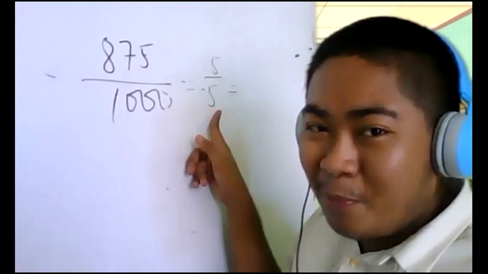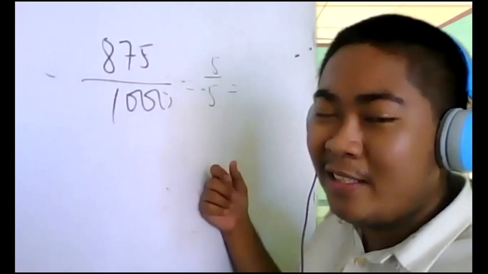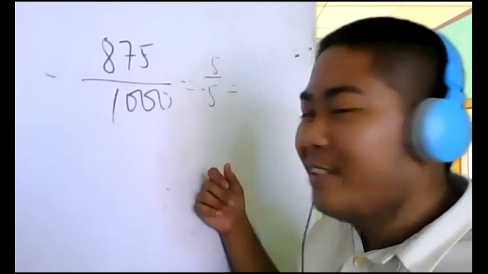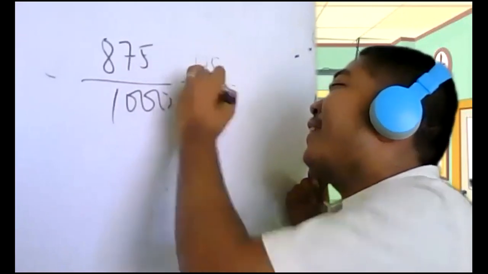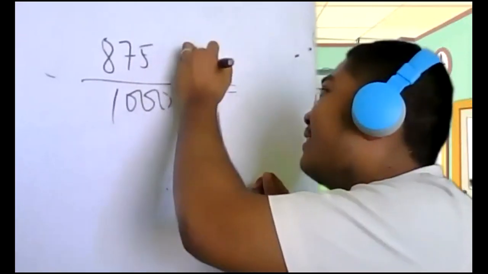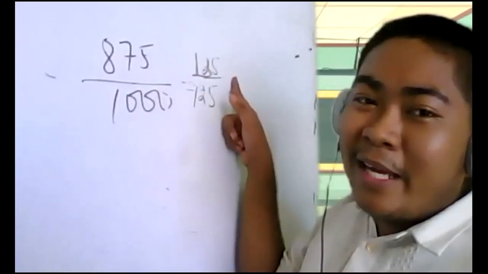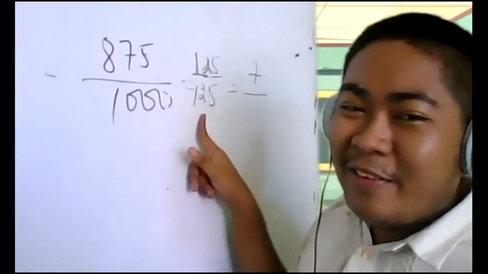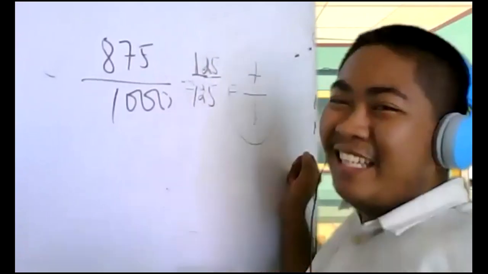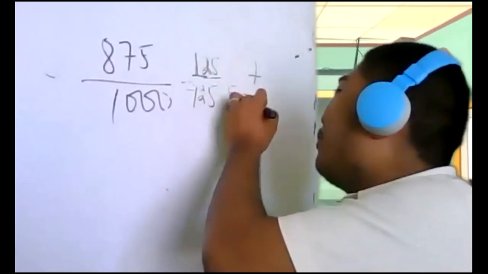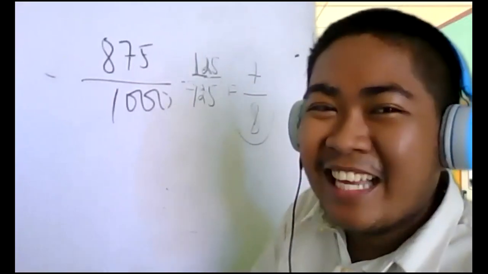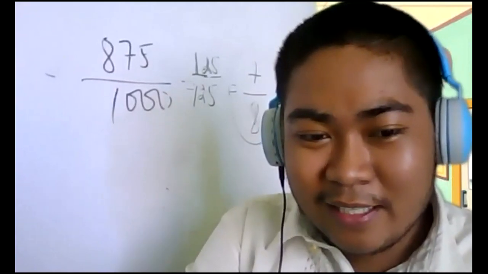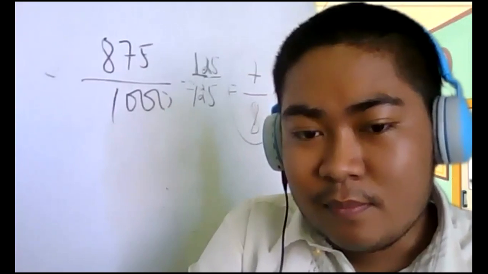How about pag 1,000 na yan? Paano ka nalang mag-simplify? I don't know. Okay. So, let's use 125 na. You can use your calculators naman. So 875 divided by 125, that would be 7, all over 1,000 divided by 125, that would be 8. Sir, you're faster than a calculator. Na-compute na natin. You can use your calculators na lang, para mas madali.